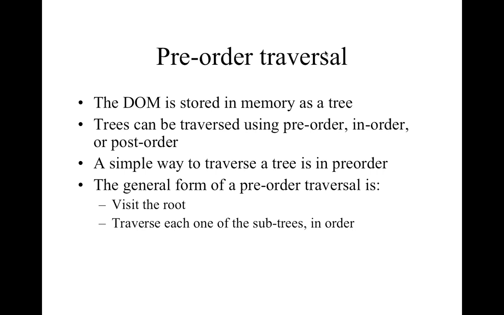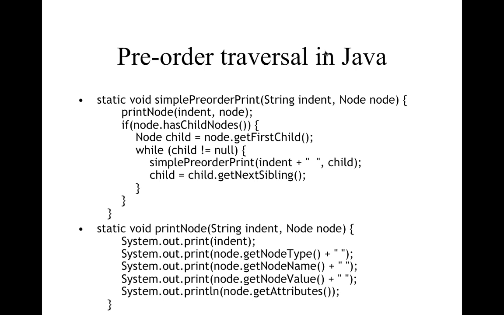So the general form of a pre-order traversal is to visit the root, then traverse each one of the subtrees in order. Okay. So simple pre-order. Okay. Instant. So has child nodes. So we print all the child nodes. Get the first child. Okay. And then simple pre-order. So that means we are going from top to bottom and left to right. Okay. This is like a pre-order.